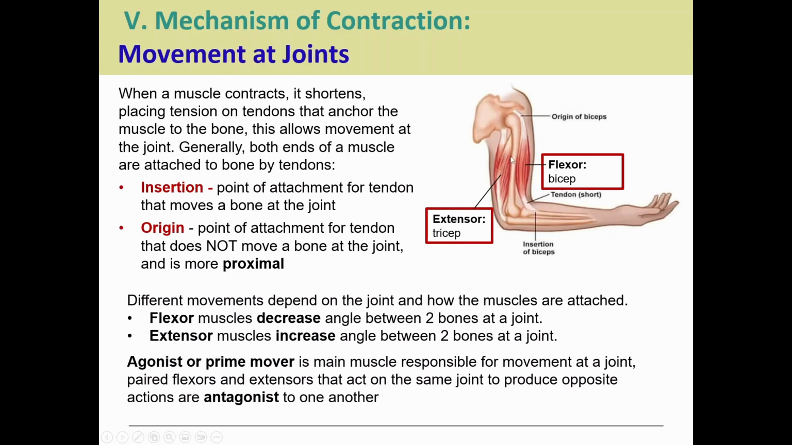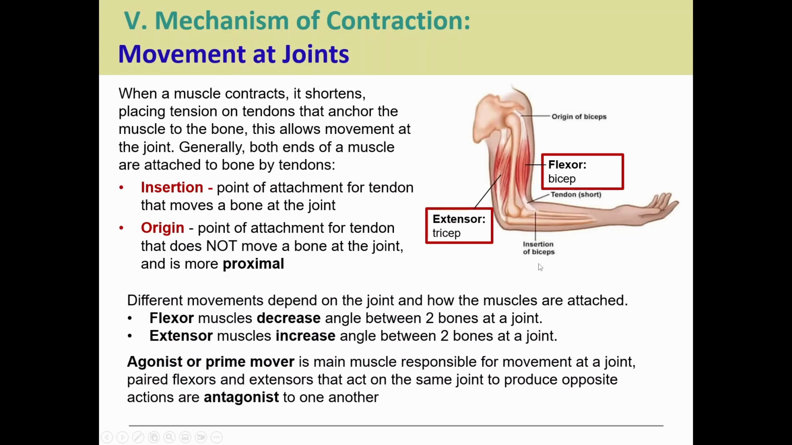So the tricep would be the extensor here because when the tricep contracts, it straightens the arm. So we can go from 90 degrees and straighten out into 180 degrees. So we increase the angle from 90 to 180.